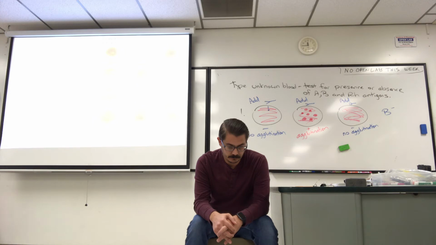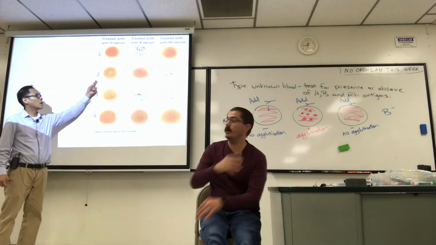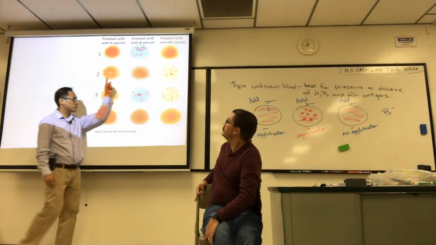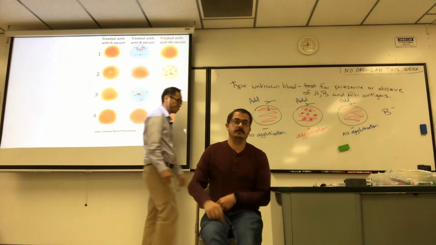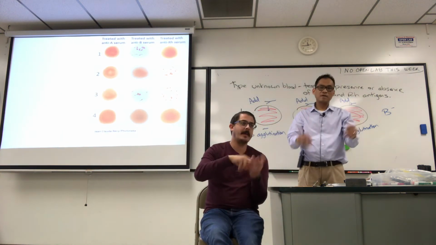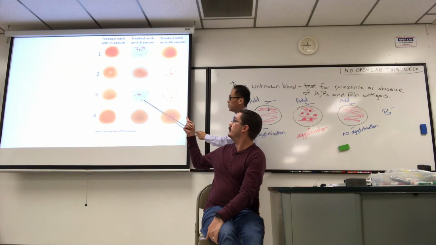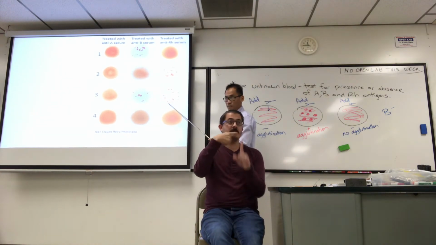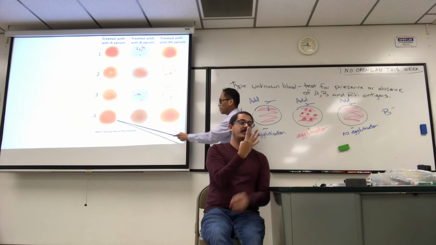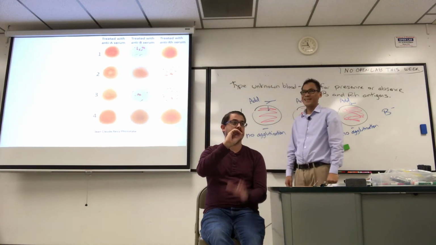Time's up. What did you get for number 2? No agglutination, no agglutination, agglutination. O positive. Number 3. B positive. Number 4. Negative for all 3. O negative.